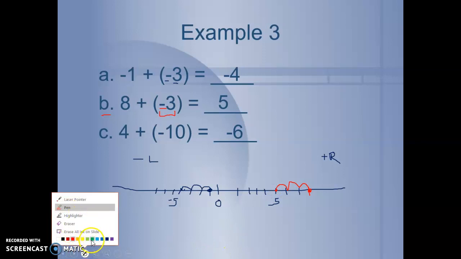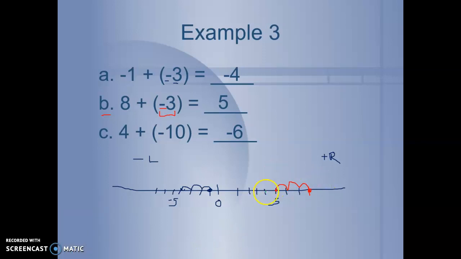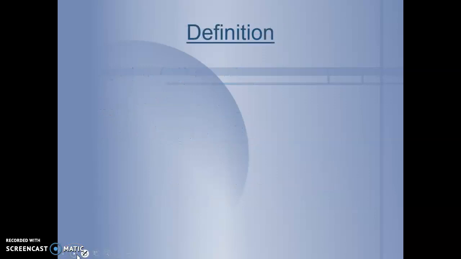And for our final problem, I'm starting at 4, which is right here, positive 4, and I'm moving left 10. 1, 2, 3, 4, 5, 6, 7, 8, 9, 10. And that lands me at -6. So for some of you, you may like the absolute value method, and for others of you, you may prefer a number line. Either way can help you with solving these problems.